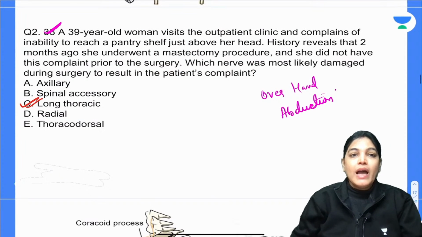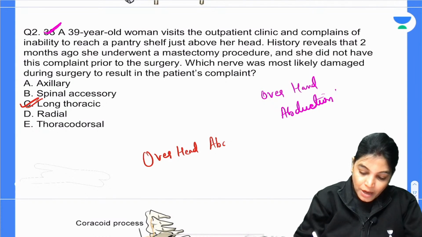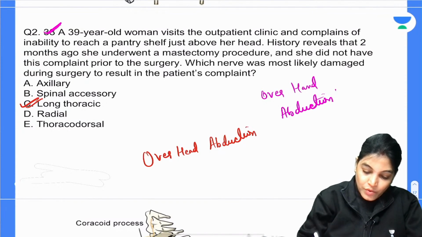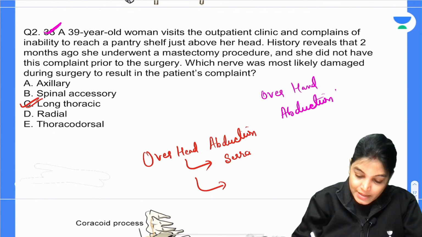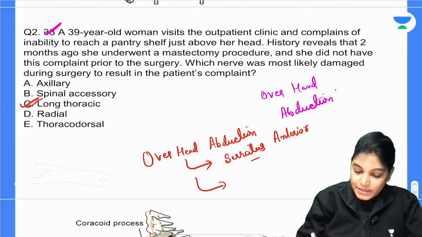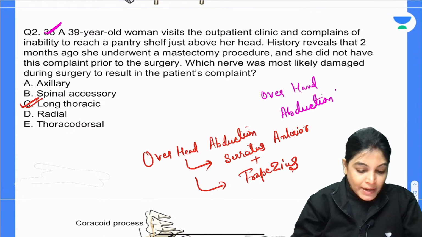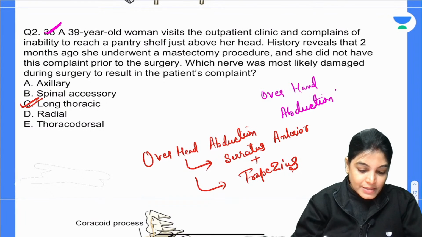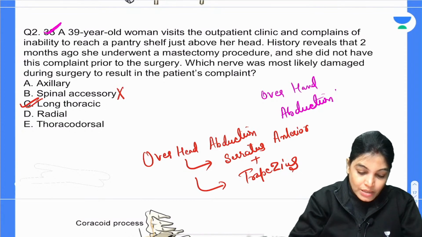Long thoracic nerve. Actually, the hint provided in this MCQ is that overhead abduction is affected, and we know that overhead abduction is done by the serratus anterior muscle, along with which muscle? Trapezius muscle. So these are the two muscles responsible for overhead abduction. You can ask why B, spinal accessory nerve, is not the right answer, since it also gives innervation to the trapezius muscle. But this is not the right answer.